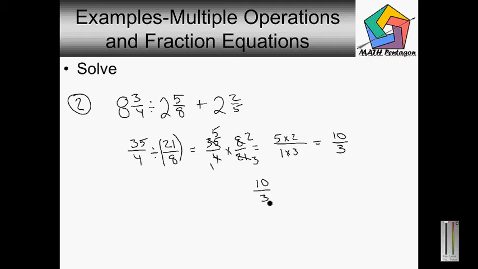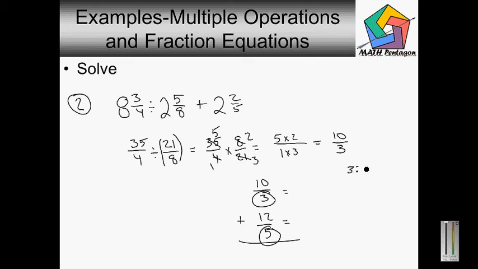plus, well, 5 times 2 is 10, plus the 2 is 12. So now we have 12 over 5. Now we got to find the common denominator between the 3 and the 5. So let's work that out.